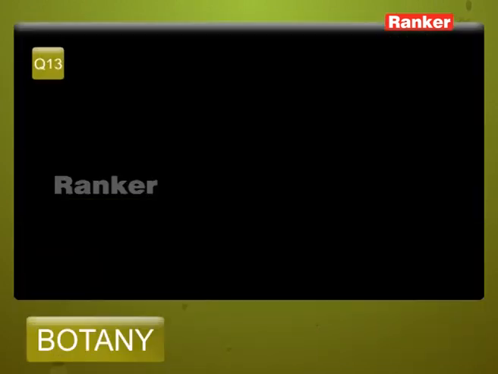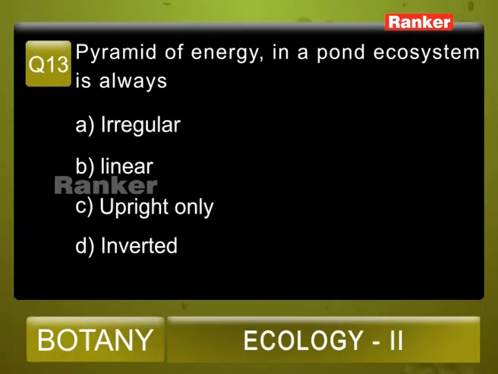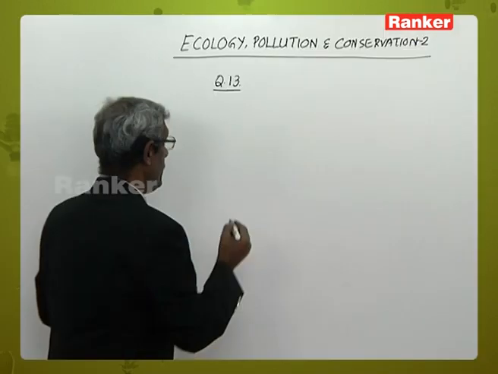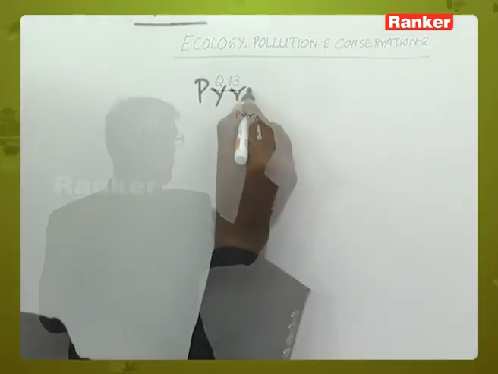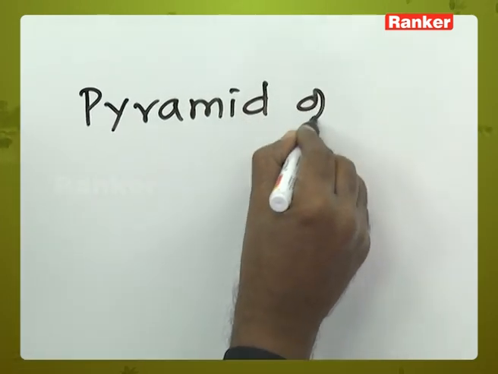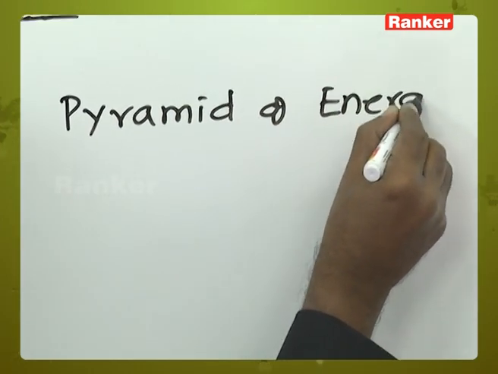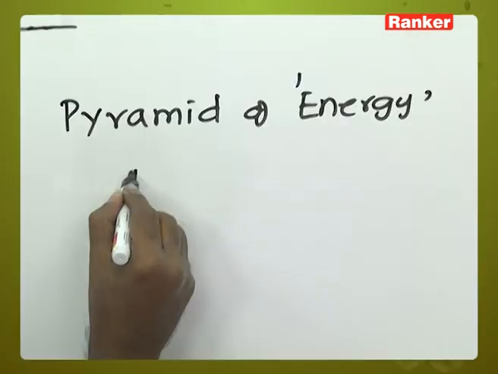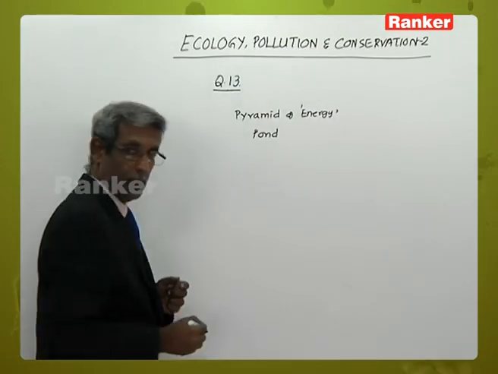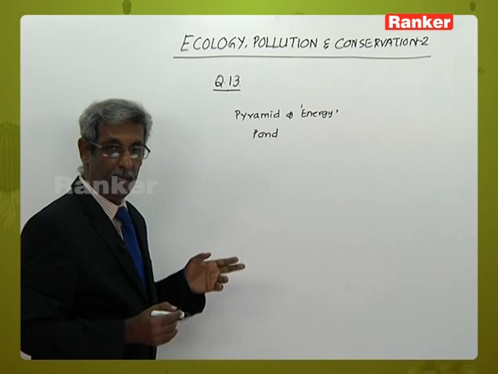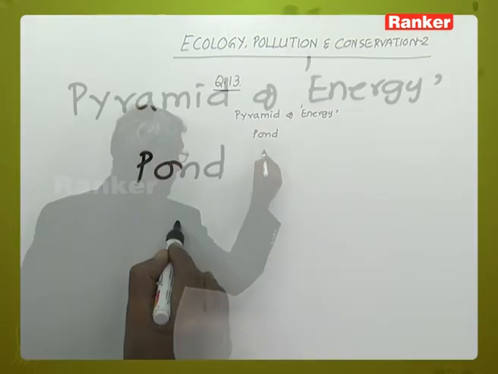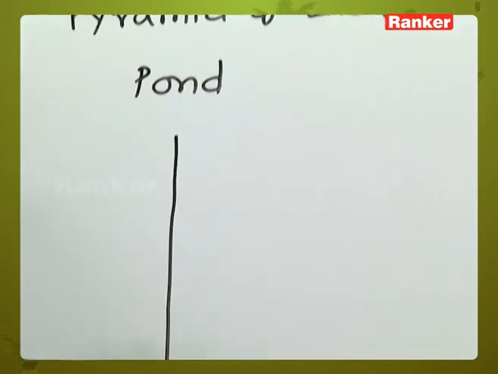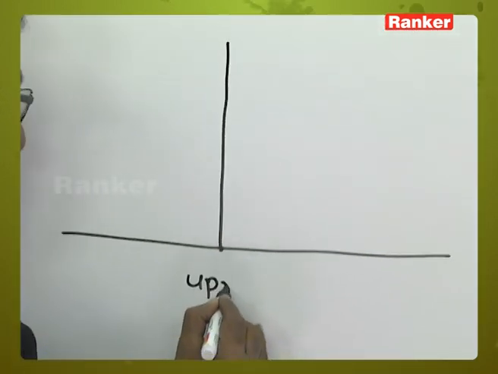Question number 13. The pyramid of energy in a pond ecosystem is always A. irregular, B. linear, C. upright, D. inverted. When we deal with pyramid of energy, that is the total energy content. If you take the pond, in the pond the pyramid of energy is always upright. This is the meaning of the term upright.